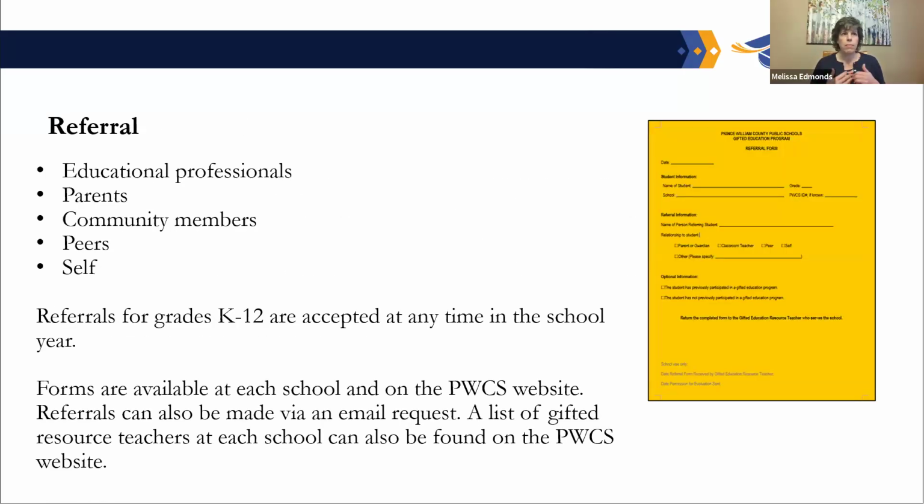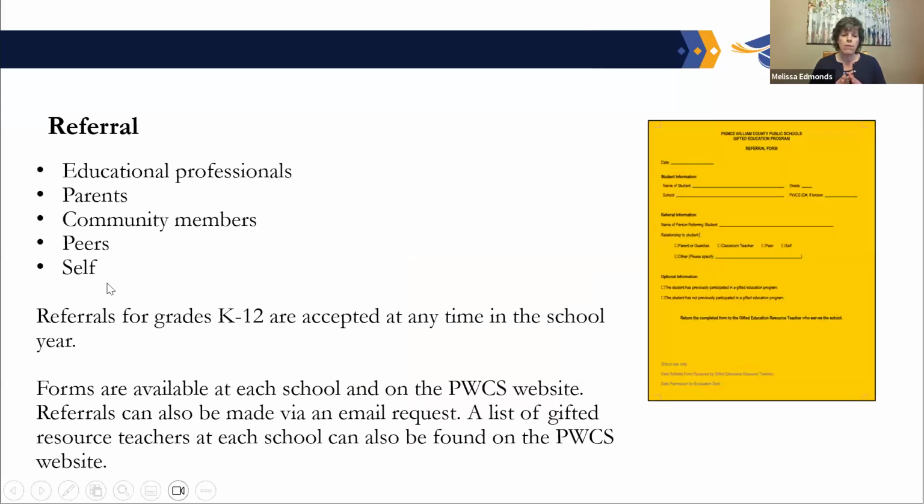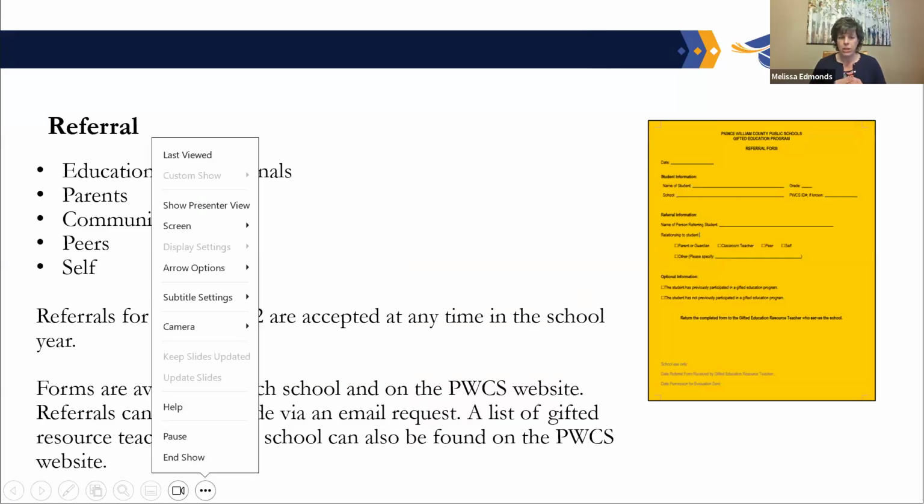How do students get identified for gifted services, or how do they come to the attention of the gifted program? One way in which students can be referred for gifted services is through a referral process. Anyone who knows the student and knows how they think can refer a child to their gifted committee at their school for an evaluation. That includes educational professionals like teachers. Parents are welcome to refer their students. Community members like a team coach or a church member that knows the child well. Students can even be identified by their peers, and they can even nominate themselves for an evaluation.